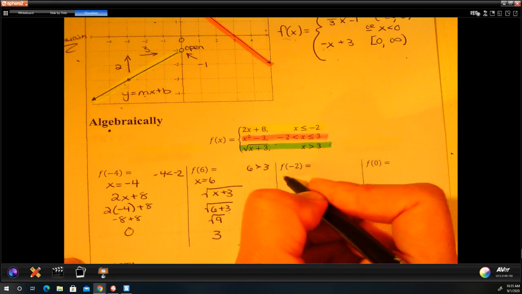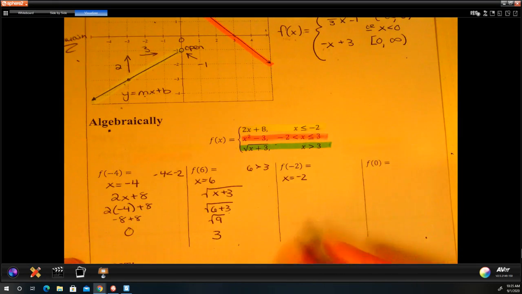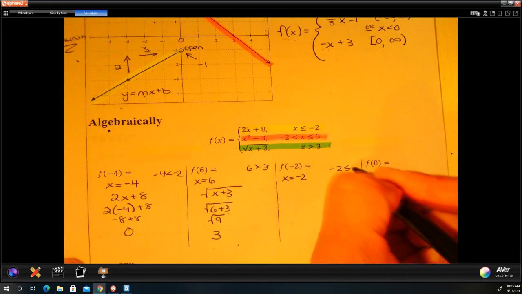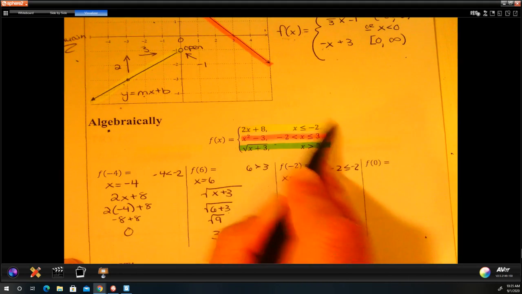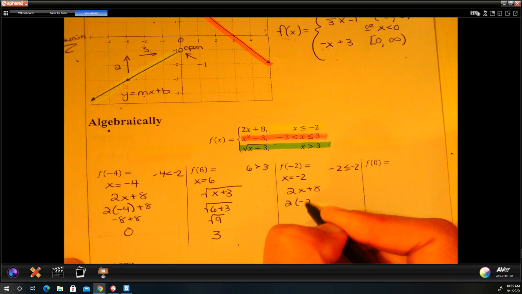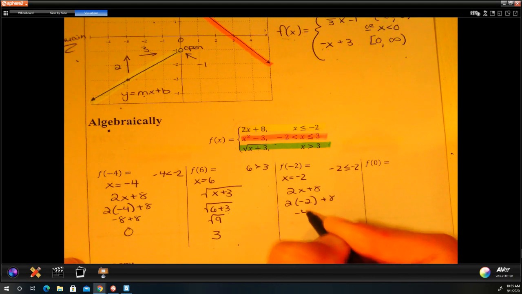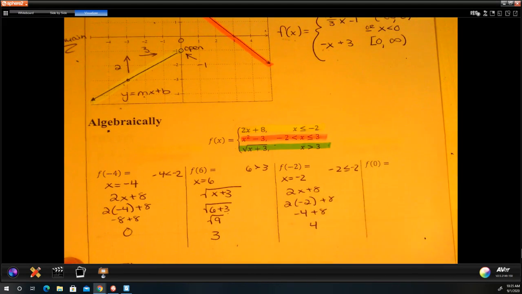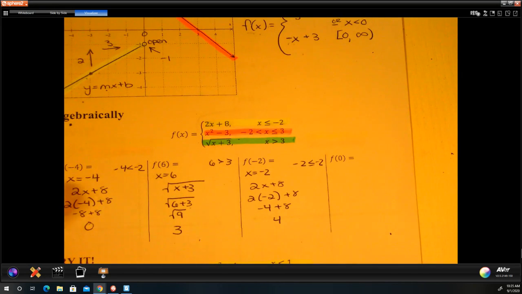F of -2. X equals -2. Well, -2 is less than or equal to -2. So I'm back to using this first piece. 2x plus 8. 2 times -2 plus 8. -4 plus 8 is 4. Remember, you can always pause and try them and then press play.